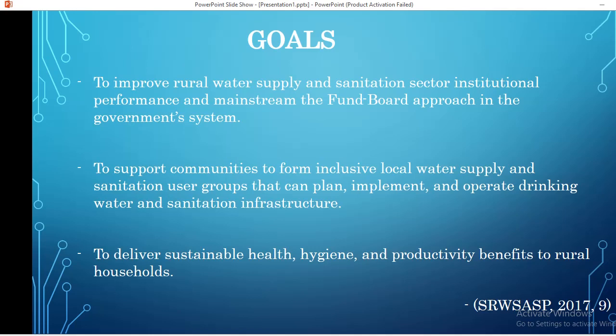So, there were three main goals of the project. Firstly, one of the goals of the project was to improve rural water supply and sanitation sector institutional performance and mainstream the fund board approach in the government system. The next goal of the project was to support communities to form inclusive local water supply and sanitation user groups that can plan, implement, and operate drinking water and sanitation infrastructure. The last goal of the project was to deliver sustainable health, hygiene, and productivity benefits to the rural households.